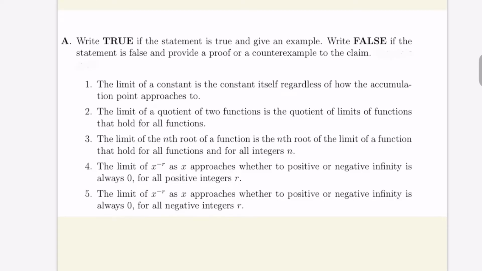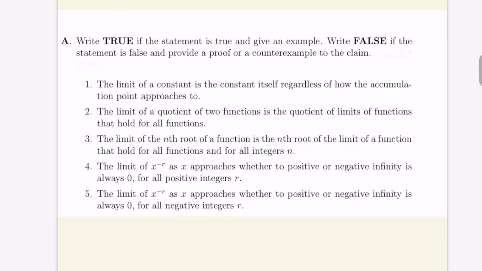It says here that we write true if the statement is true and give an example. And we write false if the statement is false and provide a proof or a counterexample to the claim. So number one, the limit of a constant is the constant itself regardless of how the accumulation point approaches 2.